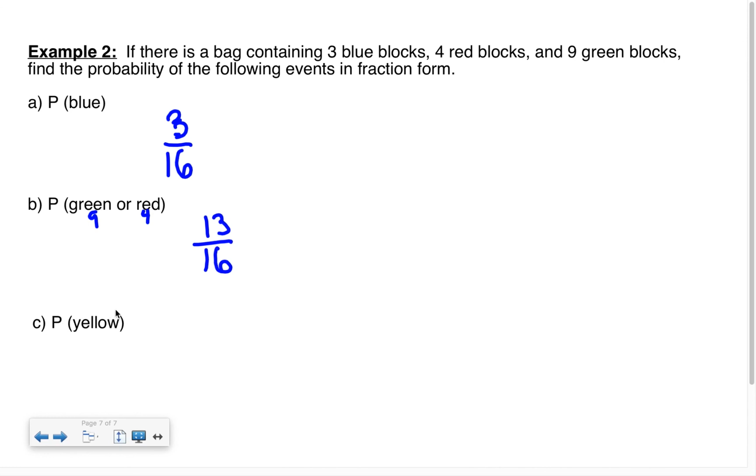The probability of a yellow. There's 3 blue, 4 red, and 9 green blocks. If you pull out a yellow, that's a magic trick, because there are 0 yellow blocks out of the 16, which is just equal to 0. So that's going to be impossible.